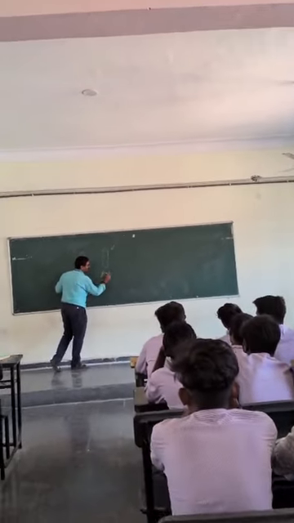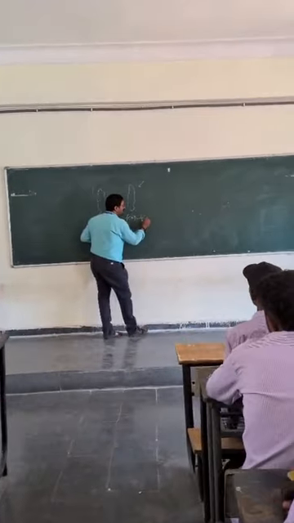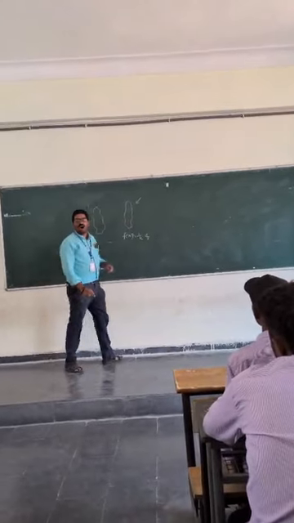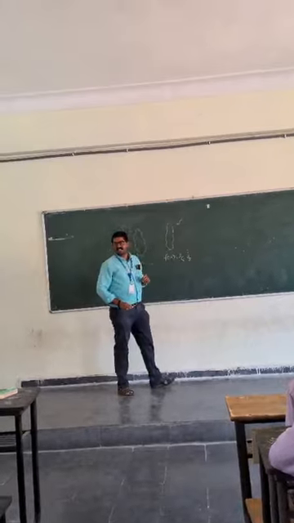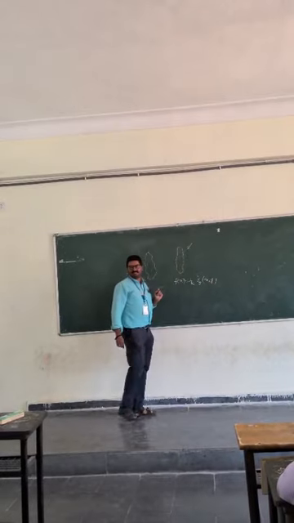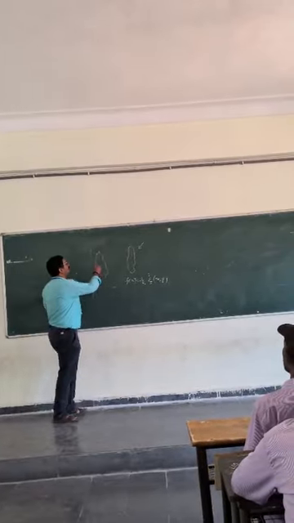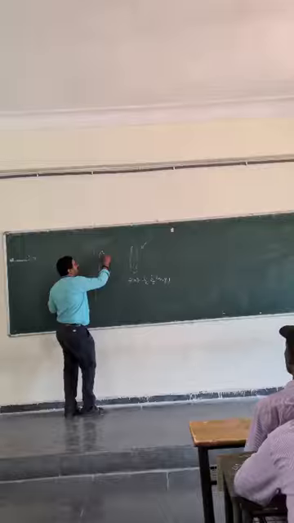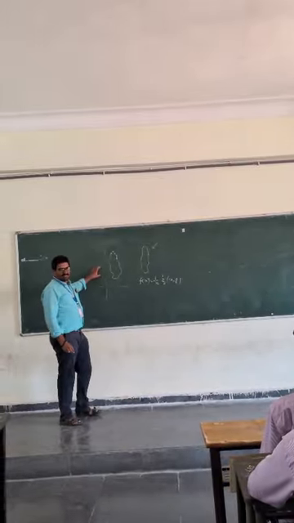So f of x is the function: some constant times the summation of all the pixels, represented in x comma y coordinates. The collection of all pixels makes up one image.